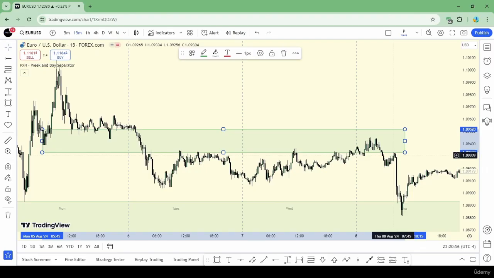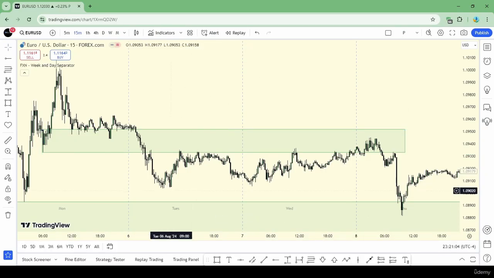Oh, actually it is 8. Yeah, around that time, which is our New York session, and then the market ran low. So we can see that most traders in this scenario placed their stop loss here. So the market created an idea, an idea that we want to run higher.